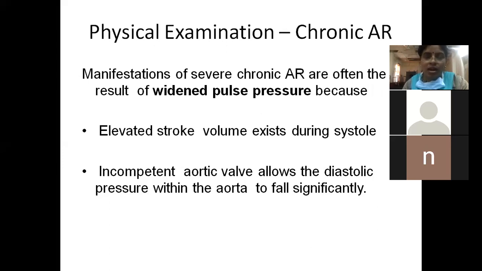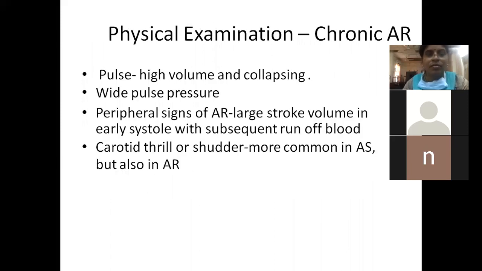So this is the cause for widened pulse pressure. High stroke volume leads to high systolic pressure. Diastolic runoff of the blood during the phase of ventricular diastole leads to low diastolic pressures in the patient with AR. So high systole, low diastole leads to the wide pulse pressure. These symptoms and examination findings are mainly due to widened pulse pressure.